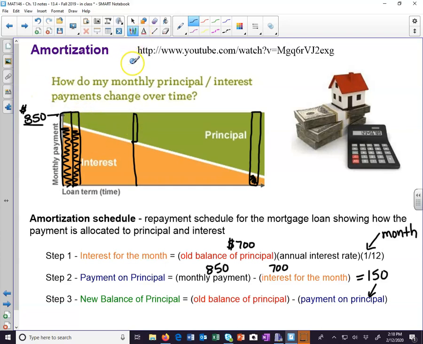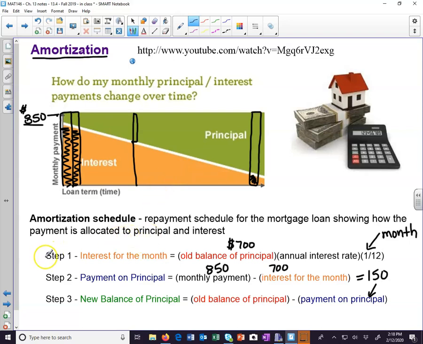There is a little video you can watch here, but you could put that into YouTube or something, just put in amortization or explaining amortization and see how that works. So we are going to calculate or create some amortization schedules.